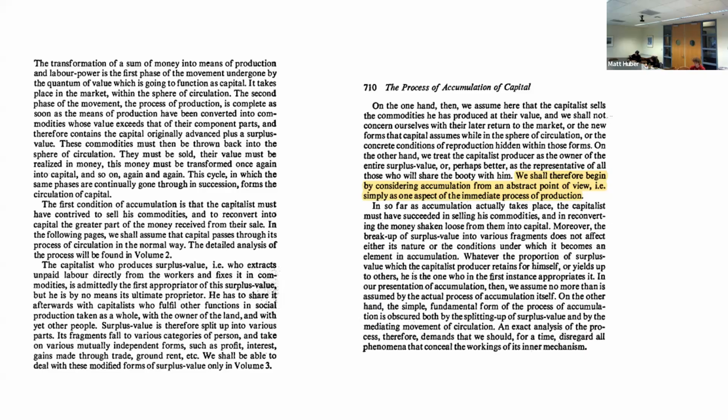But then he says, key methodological thing: we therefore begin by considering accumulation from an abstract point of view, i.e. simply as one aspect of the immediate process of production. So I've come to think that when he says abstract, what he means is we're looking at it narrowly, and we're abstracting from all these other forces in society that would actually be part of distributing the surplus value, or really, what to do with the surplus value.